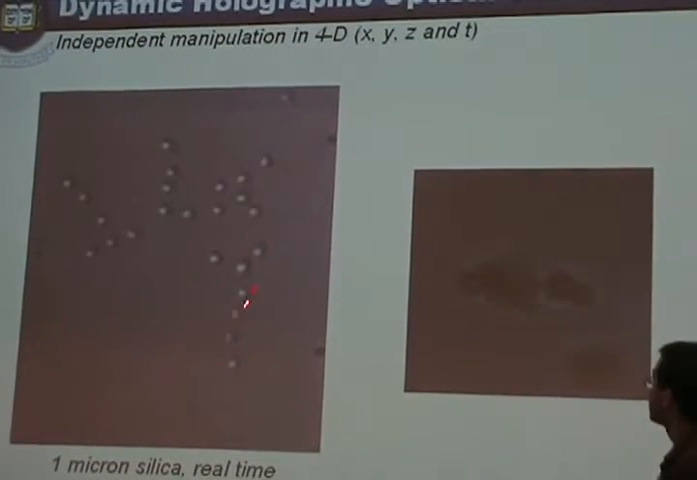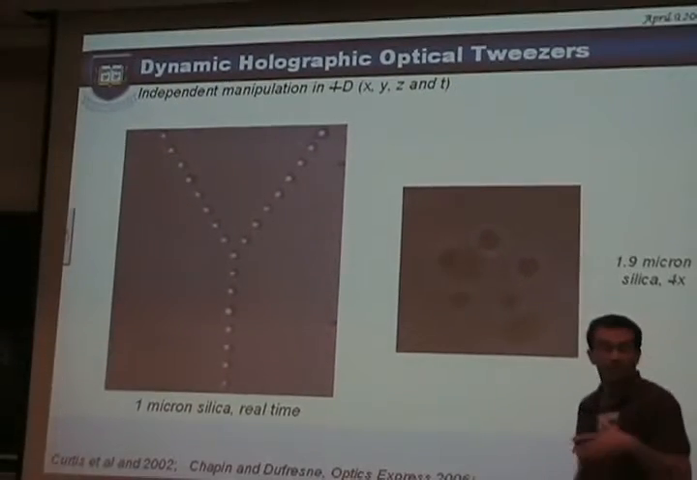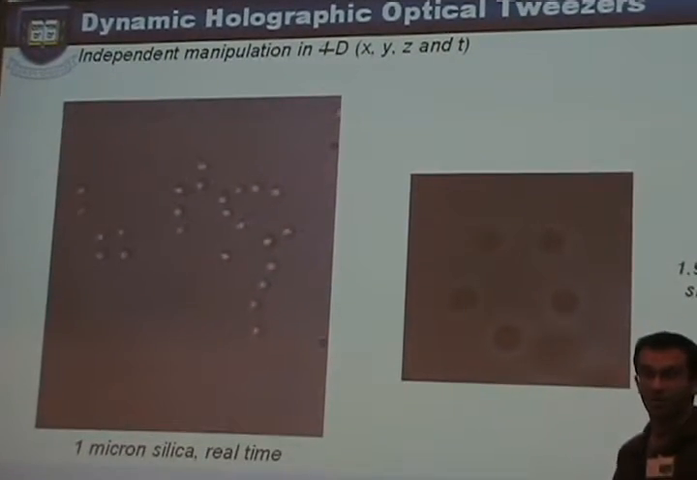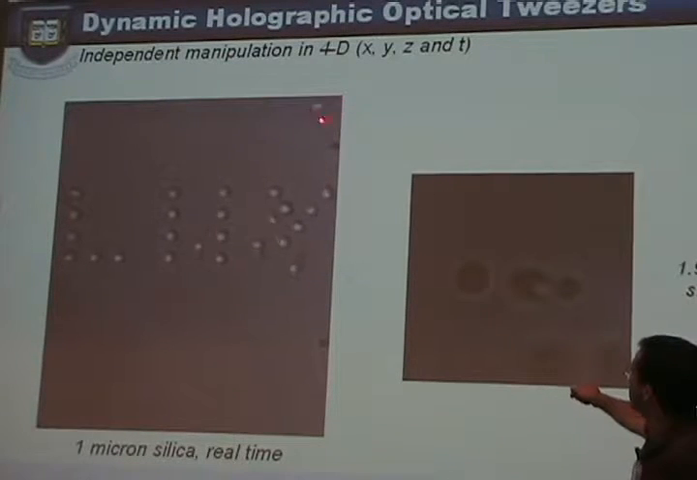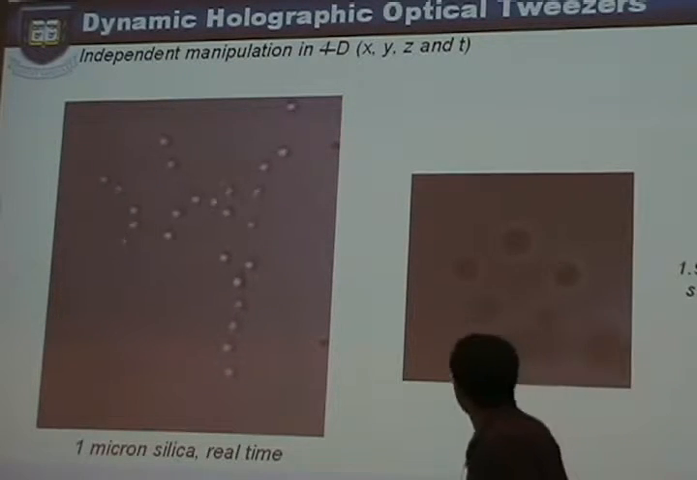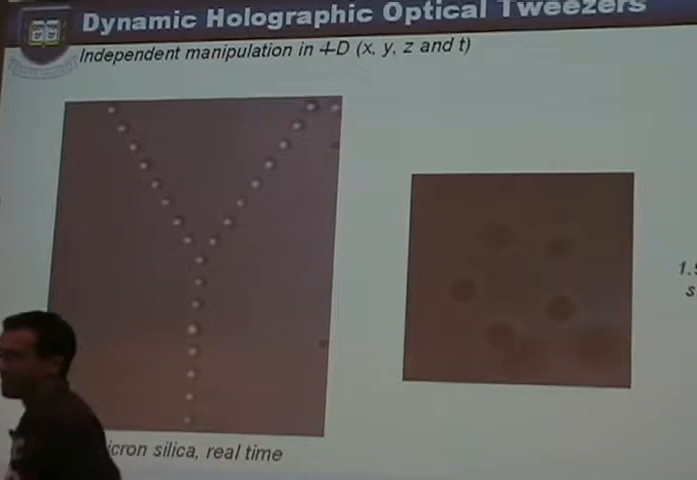So this is a real-time movie. It's not sped up. We're moving 25 particles with a single beam of light. This is what particles do when you're not manipulating with optical traps. And this is what they do when you do.